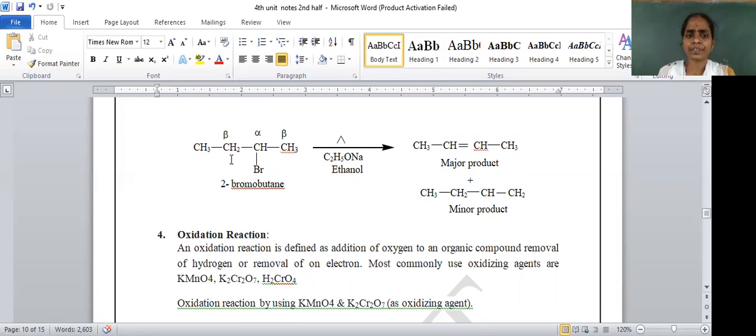So CH. Here, first, I'm removing the beta hydrogen. That means a hydrogen and a Br are removed, forming the CH, and here a double bond is forming. The CH and the CH are the same. And if you see, if there is removal of the right side beta hydrogen, it forms the CH2 and the double bond is formed here.